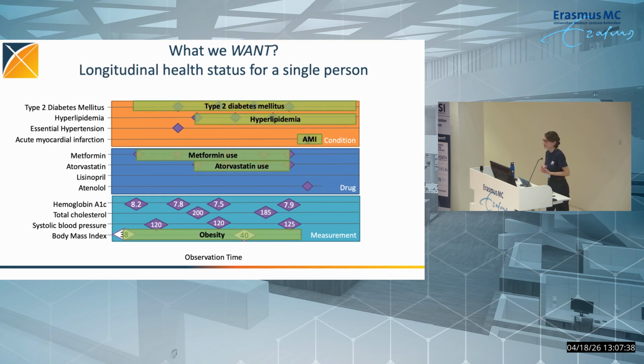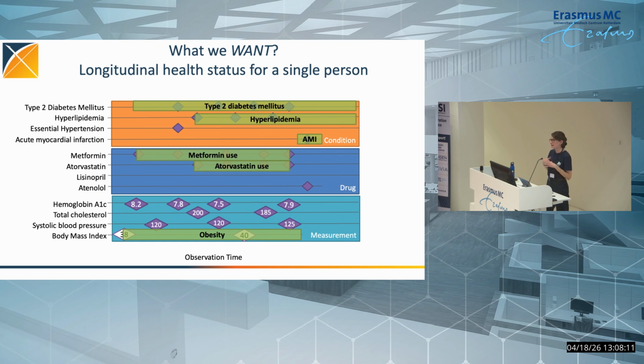So for this individual, from the data we have in their clinical history, we could infer that this individual had type 2 diabetes mellitus. Here, for example, we can see the start of type 2 diabetes. We are not counting from the first record of the condition, but from the first record of the use of metformin, which is the treatment used for treating type 2 diabetes.